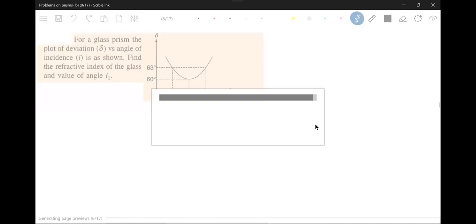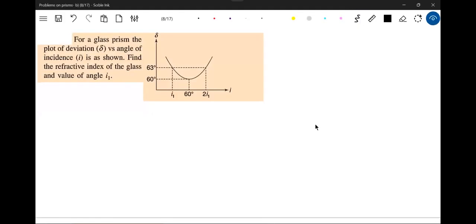Okay, now. For a glass prism, the plot of deviation versus angle of incidence I is as shown. Find the refractive index of the glass and the value of angle I. The deviation is on the y-axis, the angle of incidence on the x-axis. So we have this particular curve. There's a maximum deviation, there's a minimum deviation, and the angle for which minimum deviation occurs is given as 60 degrees.